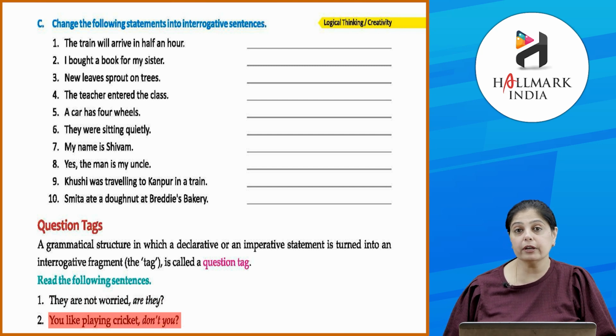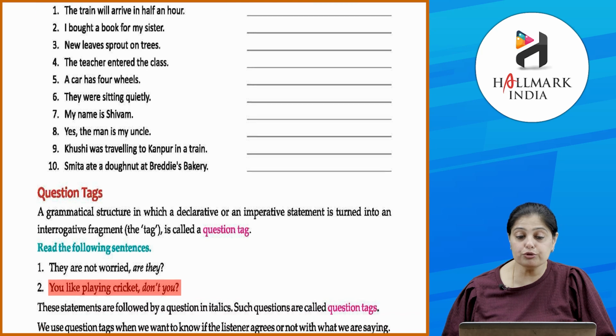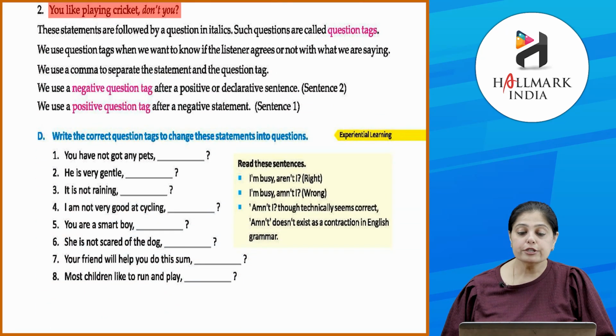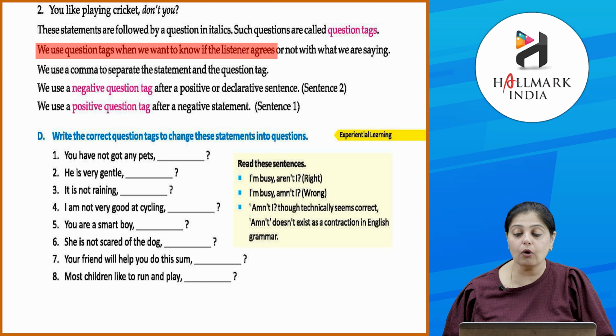So when you are talking to someone, some friends and all, in normal conversation also, you do use these things, okay? You do use the question tags, all right? So these statements are followed by a question in italics, okay? Such questions are called question tags, okay? We use question tags when we want to know if the listener agrees or not with what we are saying.